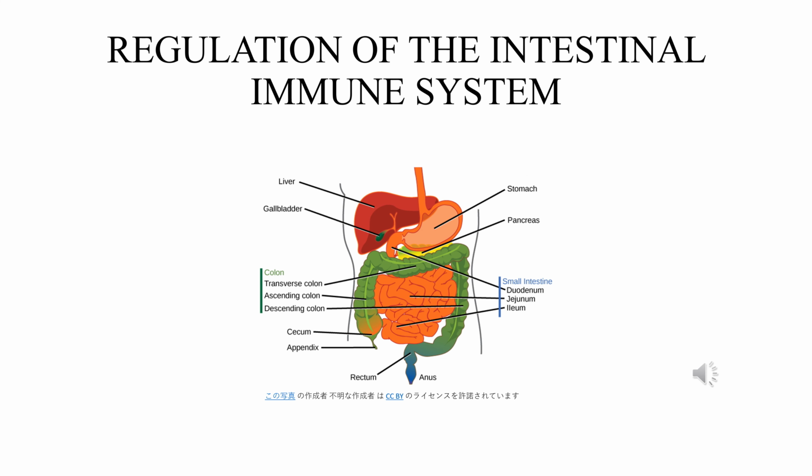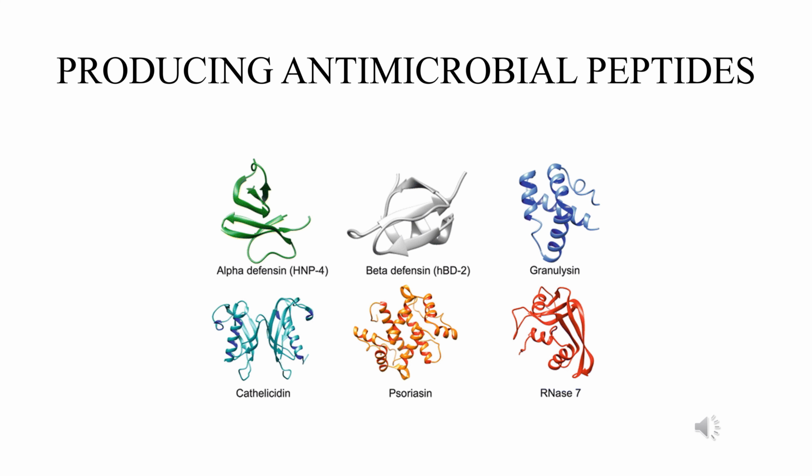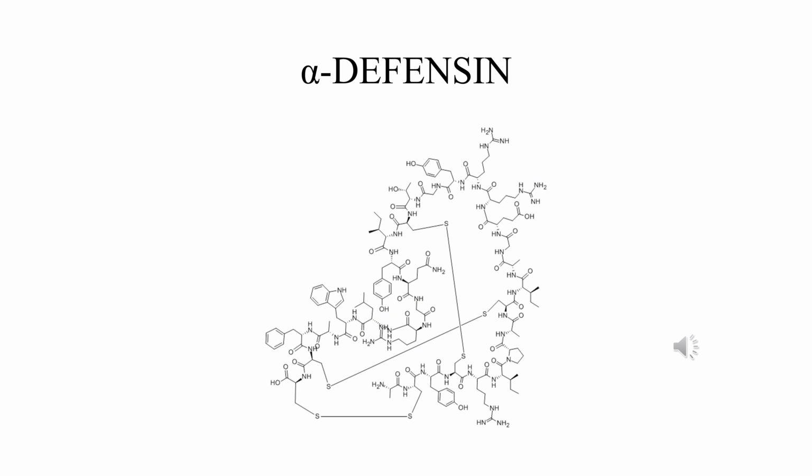So, what do they do? They primarily regulate the intestinal immune system. I will now explain how they regulate the intestinal immune system. They produce antimicrobial peptides. The most important is alpha defensin.